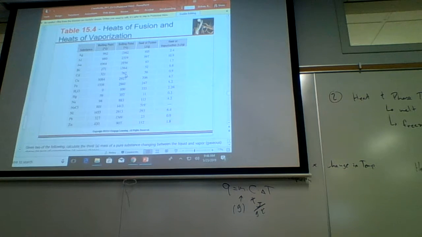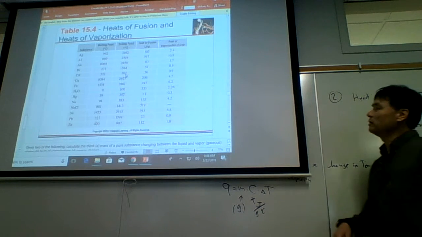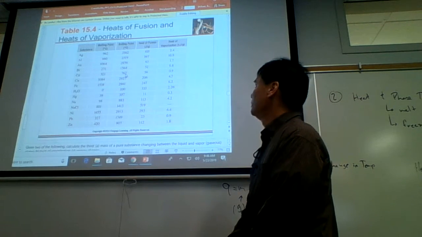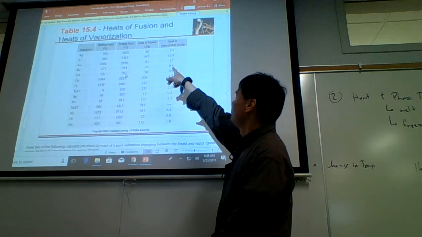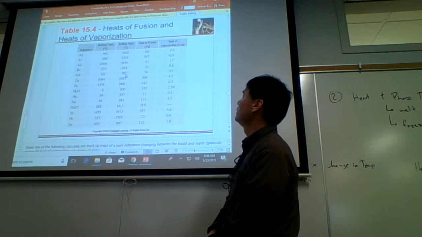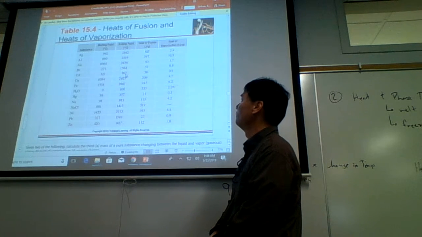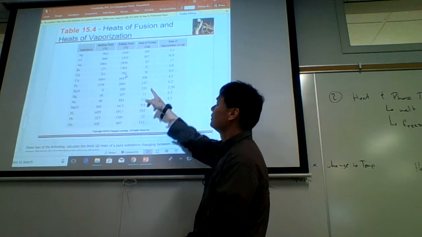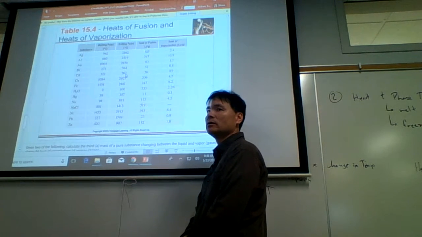Delta H of the phase transition. Well, we have different phase transitions. We have melting. Melting is also called fusion. So this is the heat that's required to melt a gram. So what has the lowest heat of fusion, which is the heat required to melt a gram?